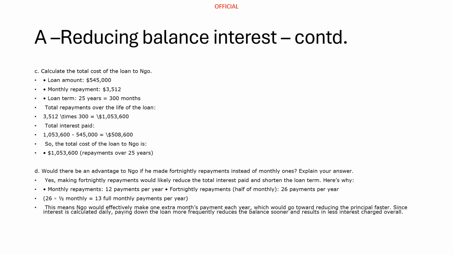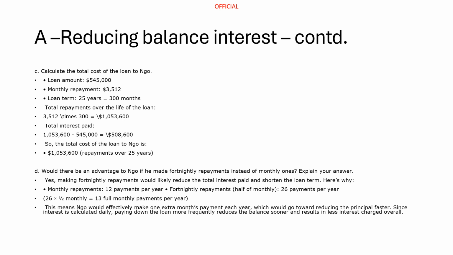Question C, calculate the total cost of the loan to N. The loan amount is $545,000, monthly repayment is $3,512. The loan term is 25 years, which means in months 300 months, 25 years times 12. So the total repayments over the life of the loan is 3,512 times 300, which is $1,053,600.